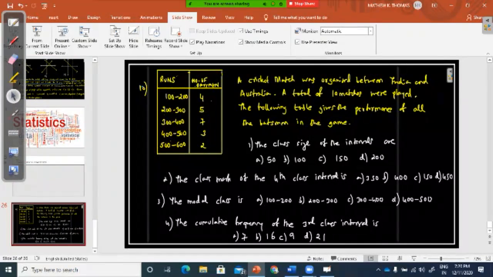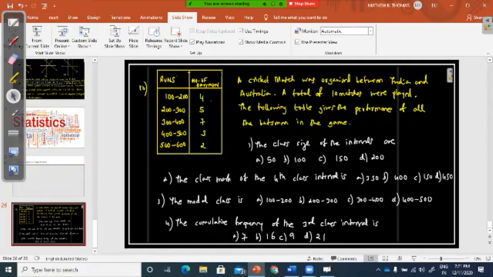Now, the description given is that a cricket match was organized between India and Australia. A total of 10 matches were played between them, and the following table gives us the performance of the batsmen in the game. So there was a match between two teams, and this is what is happening. Between 100 and 200, batsmen are scoring this much, and 200 to 300. Any questions? Okay, so this is the data.